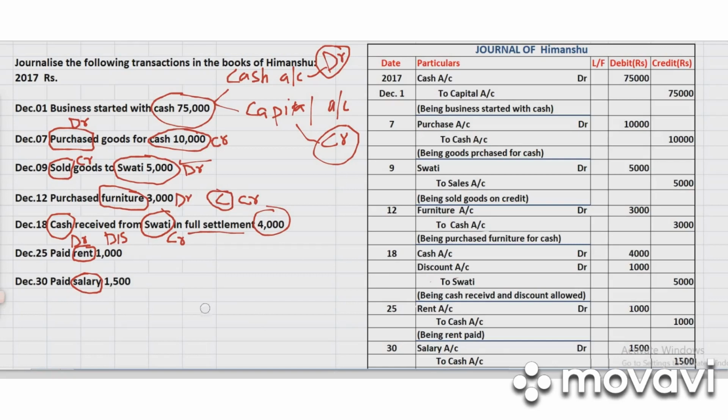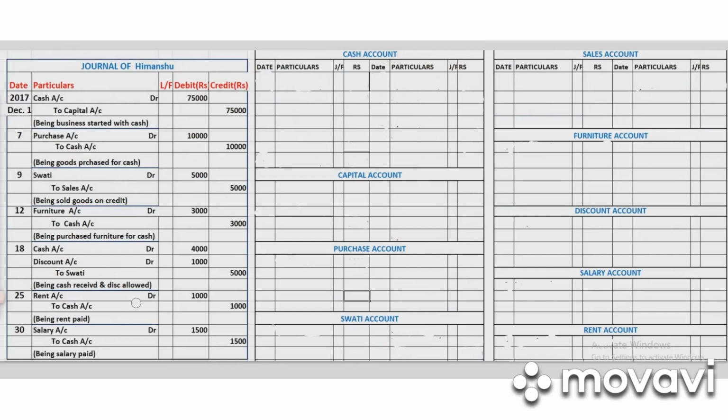Right? Now we are going to do the next stage, that is posting of these journal entries from the journal to the ledger. Okay, right. Now dear students, you can see the journal of Himanshu. We have already made the journal of Himanshu. All the entries are there. You can see on the left hand side, and on the right hand side I have drawn different ledger accounts.